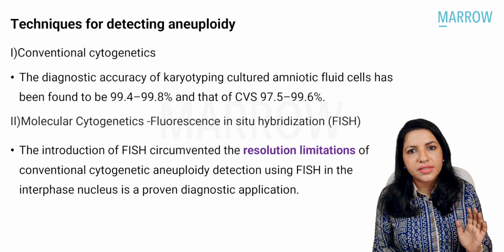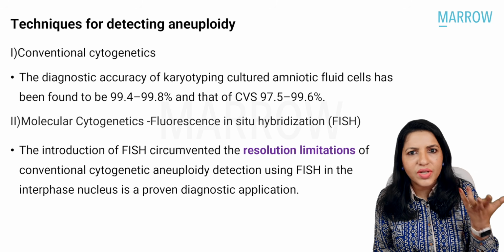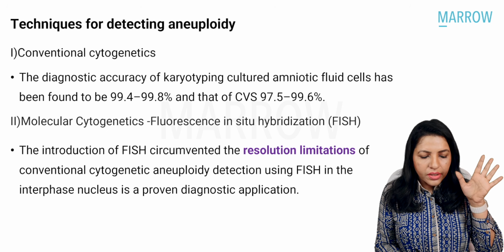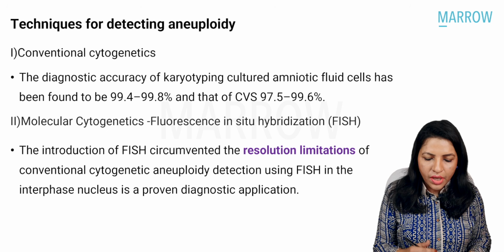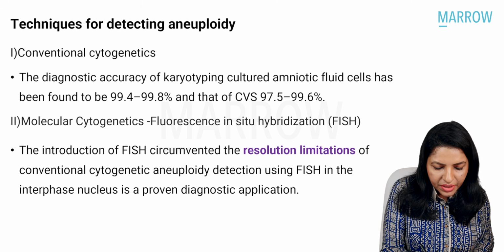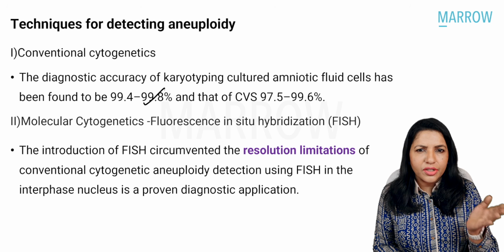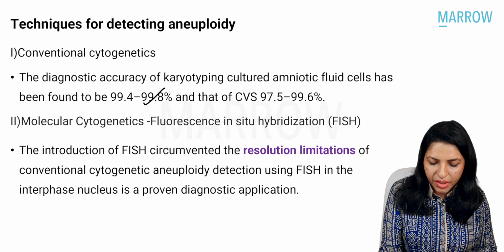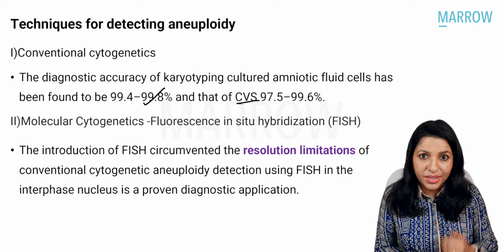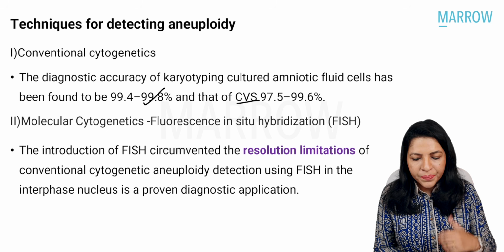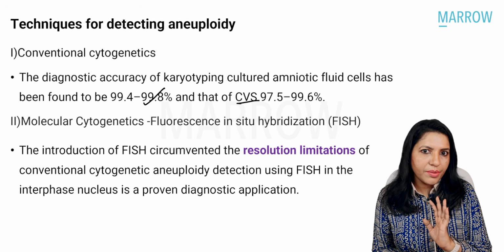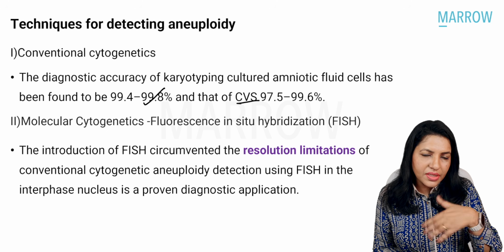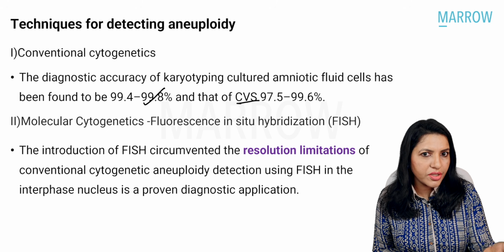So first thing is conventional cytogenetics, that is our karyotyping, which we use, that is called the G banding technique. You all know that. The diagnostic accuracy of conventional karyotyping is given as 99.4 to 99.8 percent in amniotic fluid. If we are using chorionic villus sampling, especially for prenatal screening, then it is 97.5 to 99.6, right? So that is one. Conventional cytogenetics has now been replaced with molecular cytogenetics.